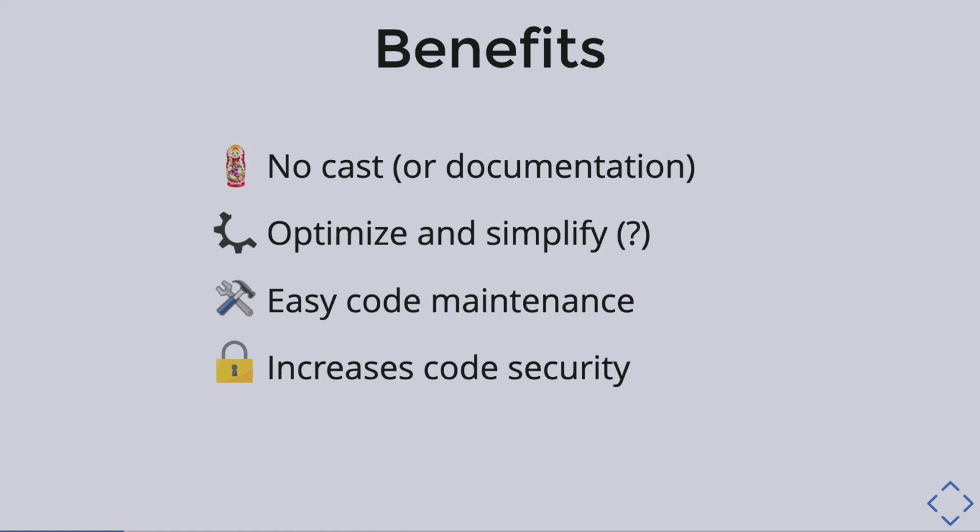So the main benefits of using generics, depending on the language, of course, are that you wouldn't have to use casts or any documentation. For example, in PHP, the @var to precise the type of the variable. We will be able to optimize and maybe simplify the code. Optimize because generics will allow you to write less code. And we also have easy code maintenance because less code to write is also less code to maintain. And this will increase the code security because sometimes we will be able to use types where we do not already have types.